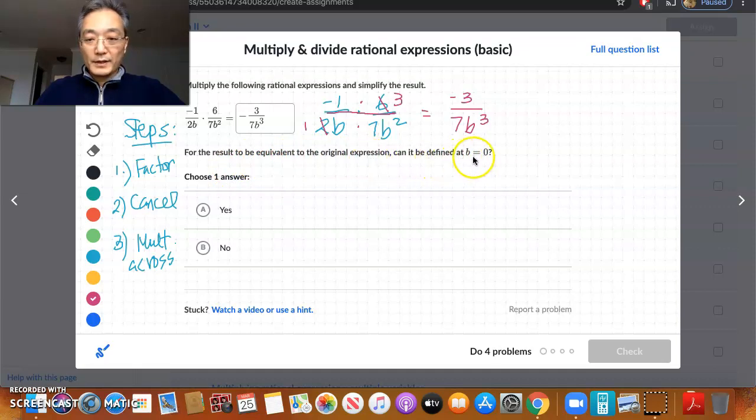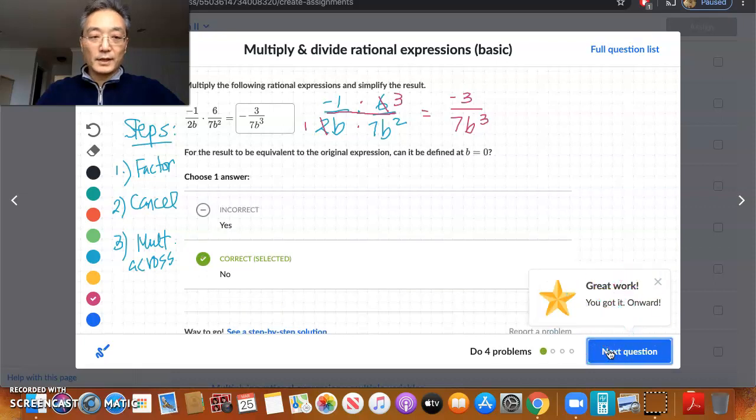Can it be defined at b equals 0? Well, at b equals 0, the denominator is going to go to 0, correct? So b cubed is 0, times 7 is 0. Therefore, we're going to say no. This expression cannot be defined for b equals 0. And let's check, and that is correct. Now let's go to the next problem.